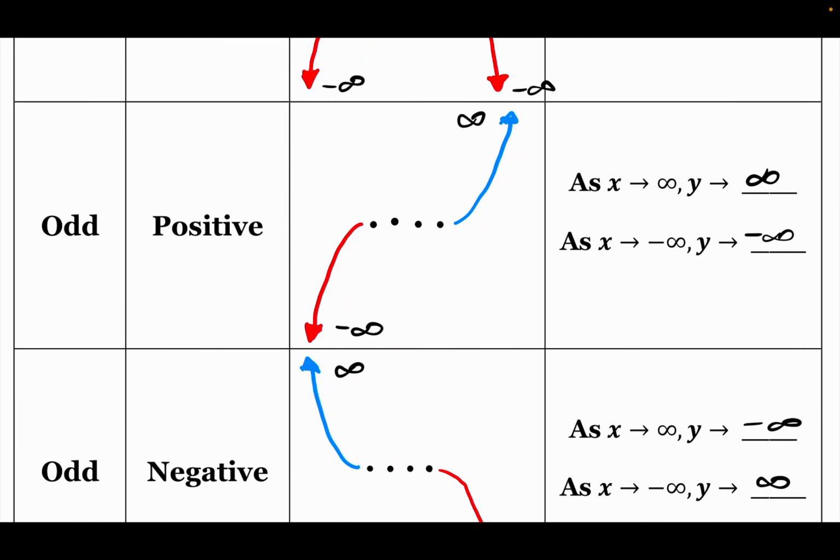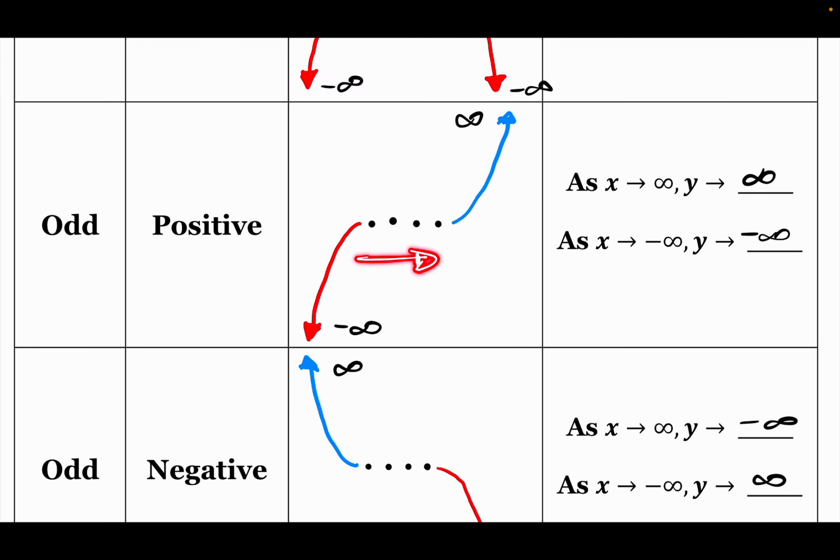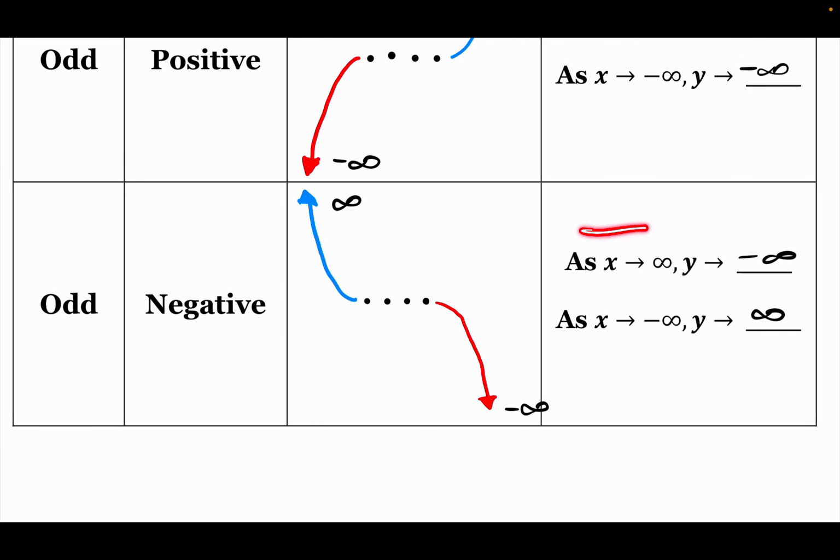Odd positive. If I go to the right, which way is the arrow going? Up. That's why this guy's positive infinity. If I'm going to the left, which way is the arrow going? Down. That's why it's negative infinity. That's for odd positive. Odd negative, if I go to the right, which way is the arrow going? Down. If I go to the left, which way is the arrow going? Up. That's where those guys come from.